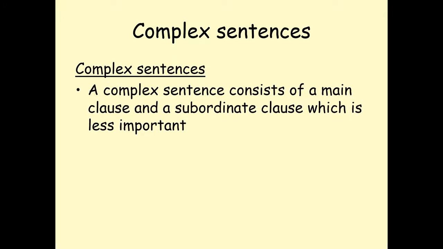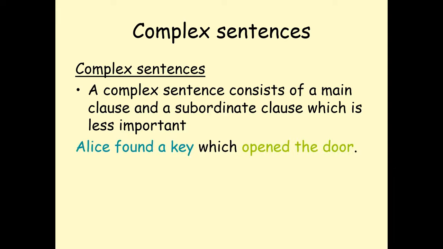Complex sentences. A complex sentence consists of a main clause and a subordinate clause, which is less important. So we know that the main clause is the main idea of the sentence and it makes sense on its own. A subordinate clause doesn't make sense on its own. So Alice found a key, that would be your main clause. That on its own makes sense. Which opened the door. But if we only had which opened the door, that would not make sense on its own. Hence, that's your subordinate clause.